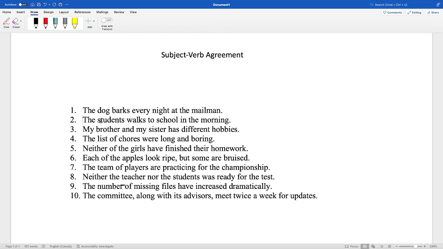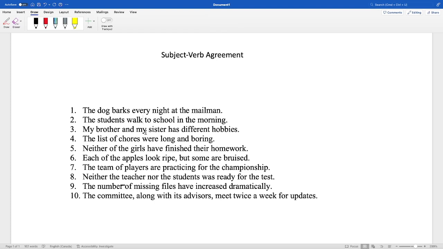So it's plural. So when we have a plural noun, a plural subject, we have to have a verb with no S. So we would remove the S from walks. And now we have the students walk to school in the morning. And that's it. That's the only correction we need for that one. All right, let's move on to the next one.